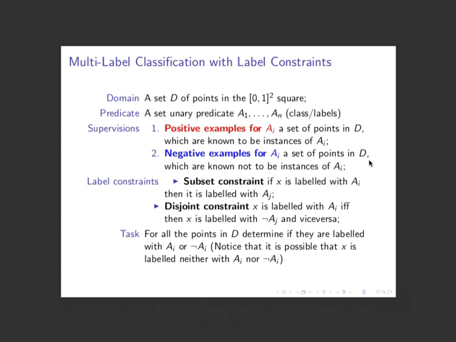If we have a multi-label classification task, again, we have a number of positive and negative examples, and we can add constraints, such as if x is labeled in a class, then it's labeled in another one as well. Or if it is in one class, then it's not in the other. Or transitivity or antisymmetry, any constraint attached to that task. So the task is to determine if they're labeled in A or not A, and it's possible that it's in neither.